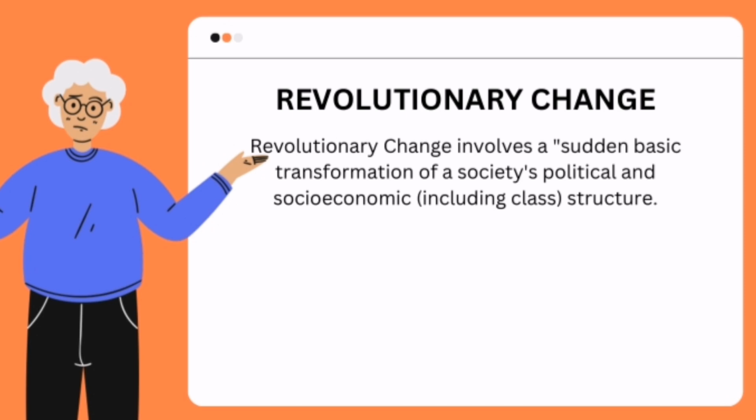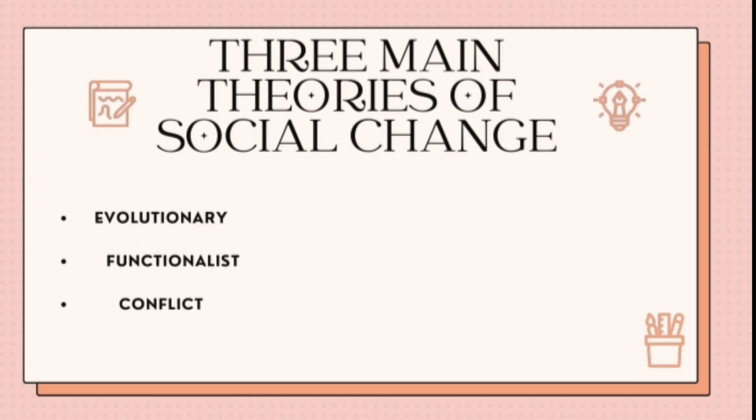Second is revolutionary change. Revolutionary change involves a sudden, basic transformation of society's political and socio-economic structure, including class structure. Also, revolutionary or transformational change is fundamental and dramatic. Next, let's proceed with the three main theories of social change.